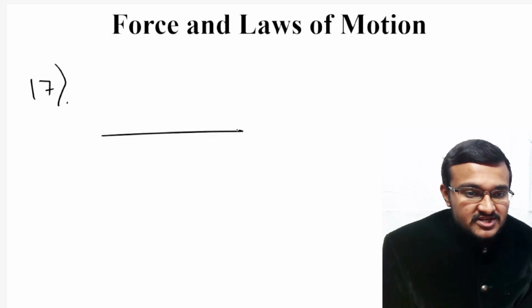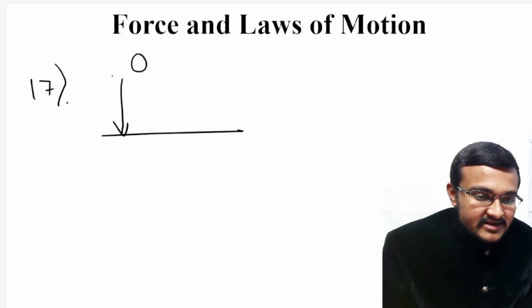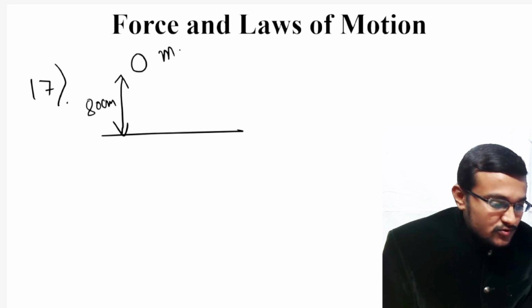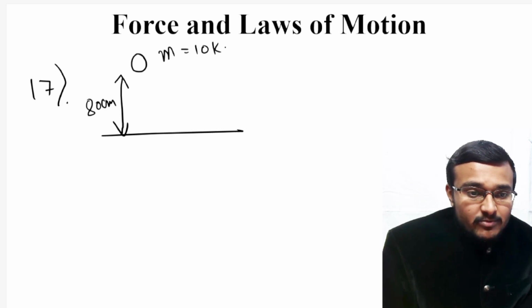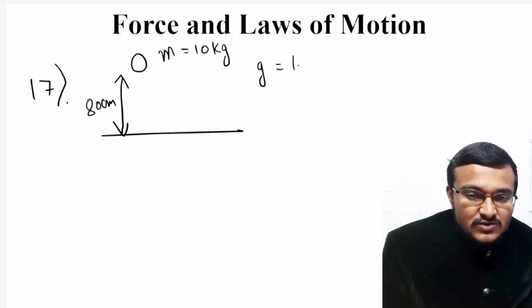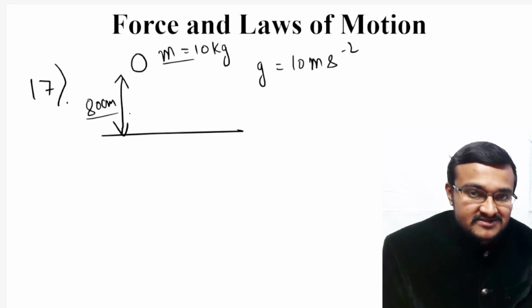Coming to the 17th question, there is a dumbbell at a height of 80 centimeter from the ground. At 80 centimeter height there is a dumbbell which has a mass equal to 10 kg. So mass is 10 kg, the height is 80 centimeter, and acceleration due to gravity is equal to 10 meter per second square. Basically they have given the acceleration, the mass, and the distance.